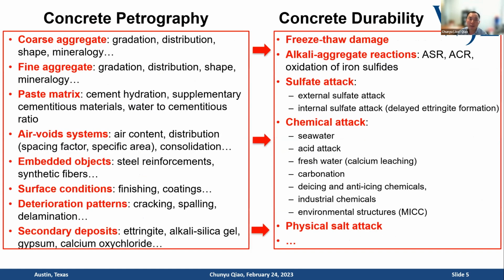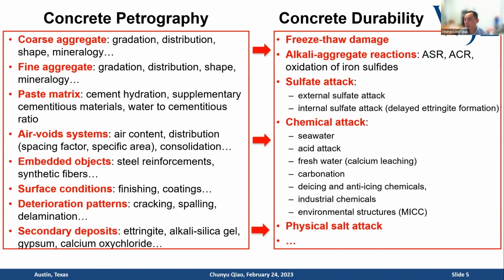So what are we looking at in a concrete sample in the lab using microscopes? First, we will look at the composition of concrete, which includes coarse aggregate, fine aggregate, paste matrix, air void system, and also embedded objects. We will also examine the surface defects and surface condition of the concrete, which is super important for horizontal surfaces like warehouse slabs or outdoor sidewalks or pavements or other structures.